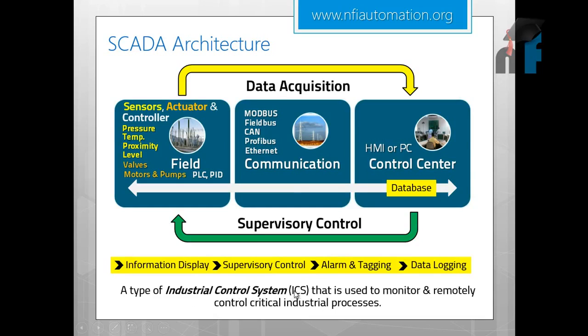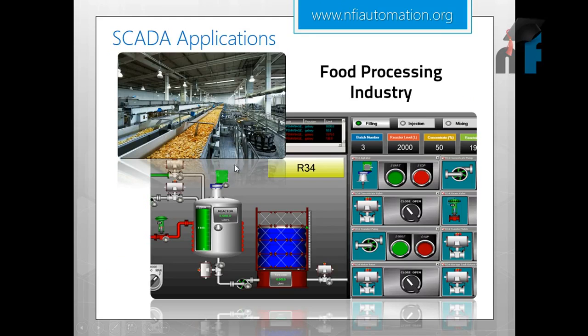A typical industrial control system is one which is used to monitor and remotely control critical industrial processes. So there we need a SCADA system, in which you have some critical processes which we need to control and monitor at a larger scale. A typical application of SCADA is in the food processing industry.